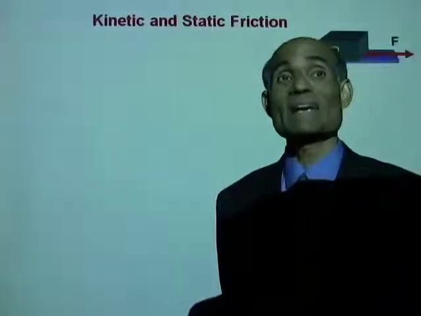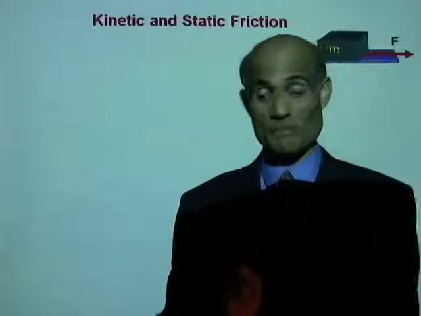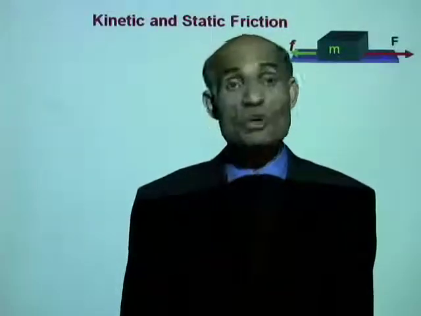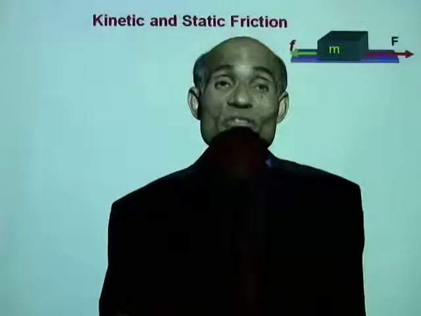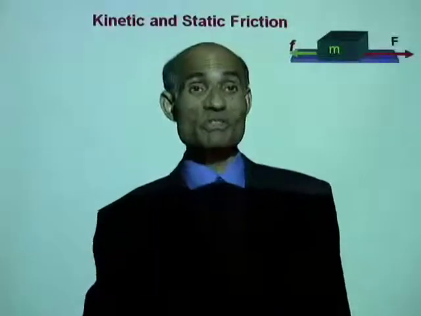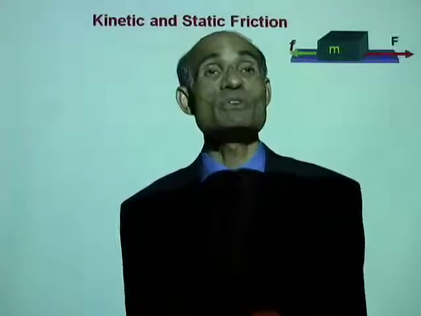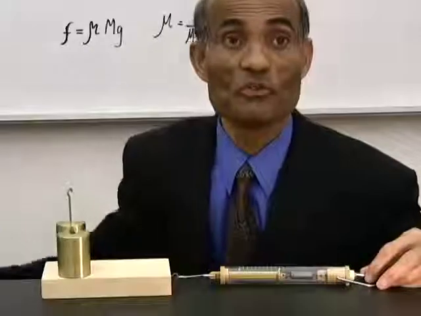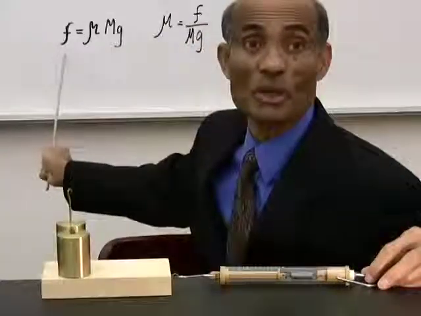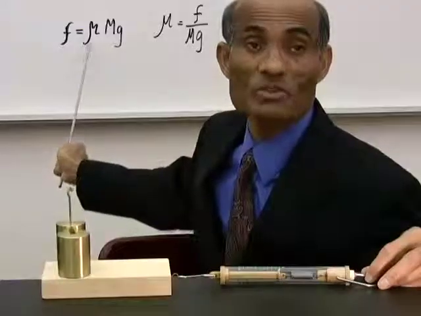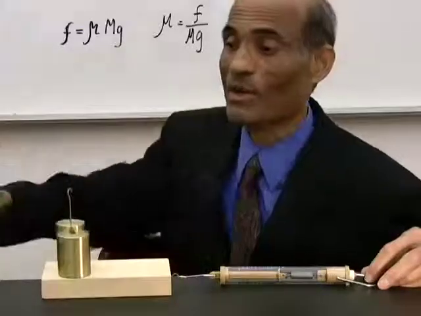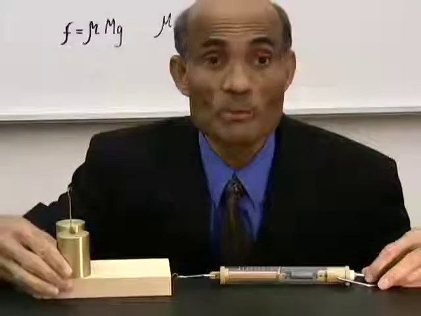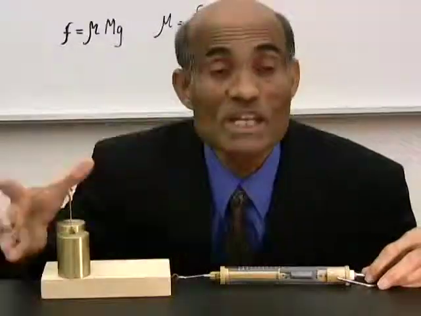Let's now talk about kinetic and static friction. Let me demonstrate that one more time. I'm going to show you how we can measure the coefficient of friction between the two surfaces, and then I will explain the difference between kinetic and static friction. Now you know that the force of limiting friction between two surfaces is equal to mu times mg, where mu is the coefficient of friction between the two surfaces, m is the mass, and mg is the weight of this system.